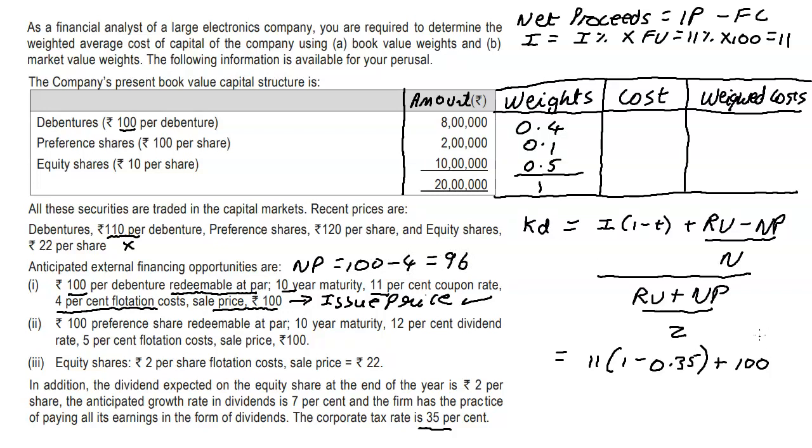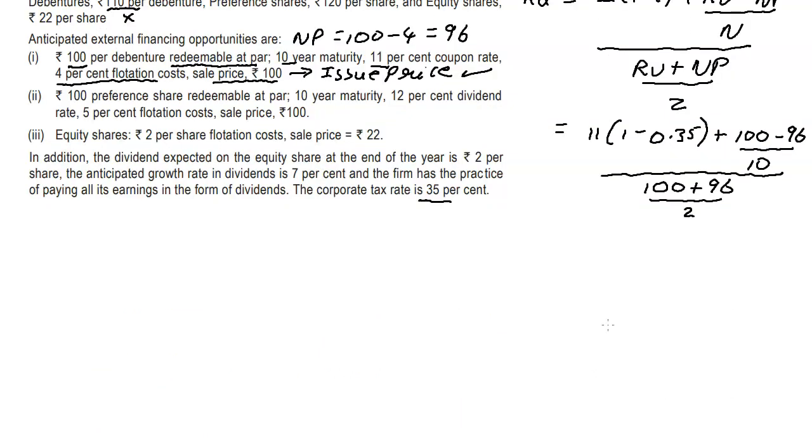So redemption value minus net proceeds divided by number of years. They're saying the maturity is in 10 years, so I'm going to divide it by 10, and then I'm going to take the full amount and do RV plus NP upon 2. Now, students struggle with BODMAS, therefore I'm going to go step by step and simplify this until we get a final answer. Remember, BODMAS is important.